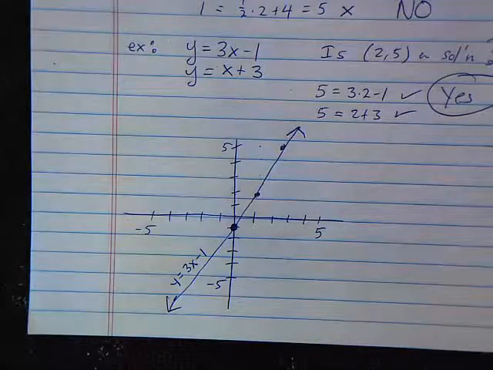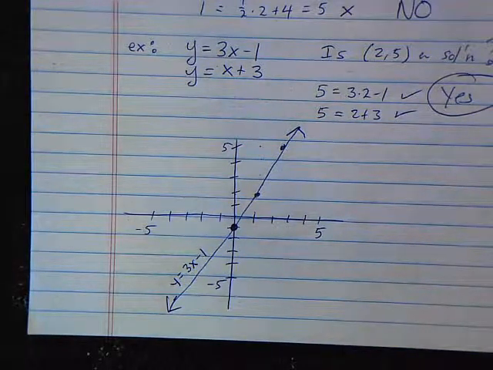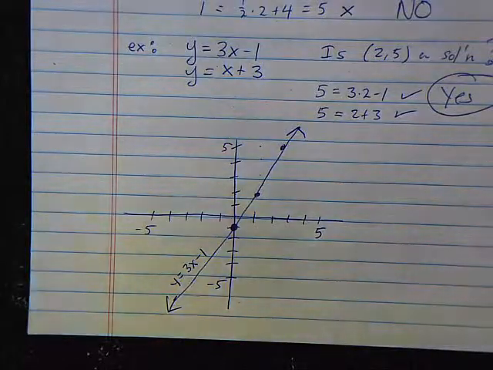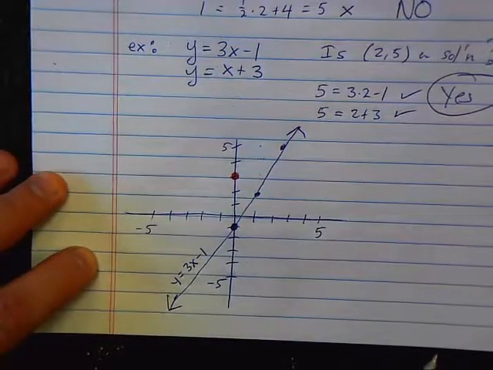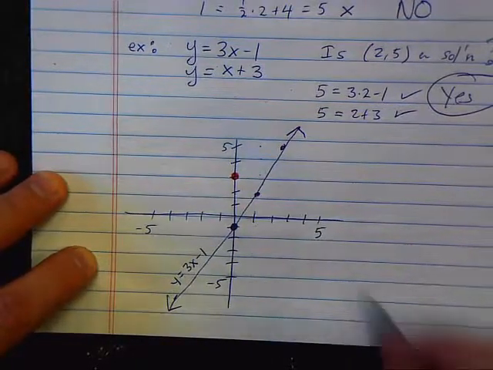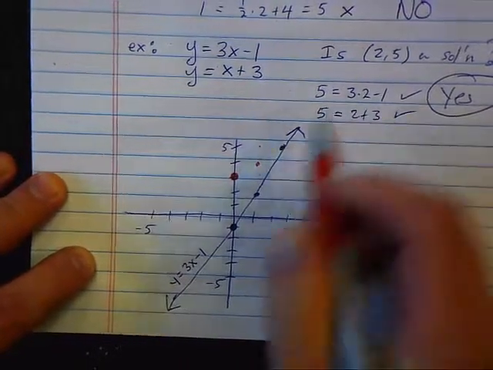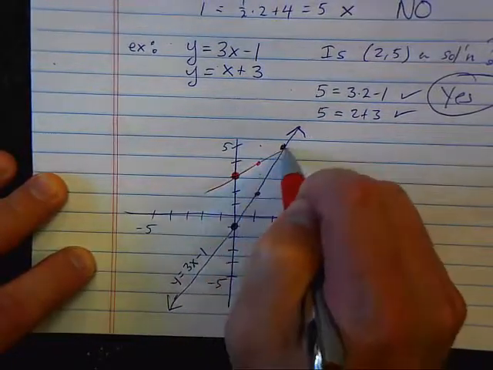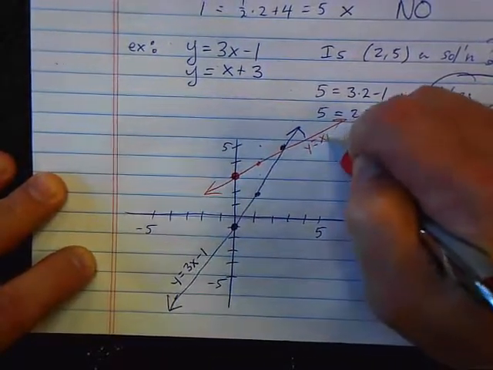And the other thing that helps is using different colors. So I'm going to use red to graph y equals x plus 3. How would I graph y equals x plus 3? The y-intercept is 0, 3. The slope is up 1 over 1. So I go up 1 over 1, up 1 over 1, and I connect my dots. So this is y equals x plus 3.